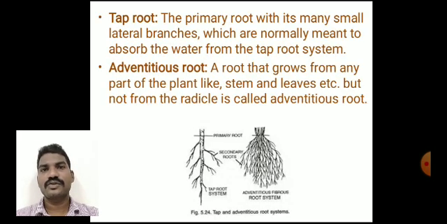Generally the plants have two types of root system. One is a tap root system, another one is an adventitious root system. The tap root system is mainly found in dicot plants. In this type, the primary root has many small lateral branches, that is secondary roots, which normally absorb water from the soil. And the adventitious root is a root growing from any part of the plant, not from the radicle, like a leaf, stem, etc.